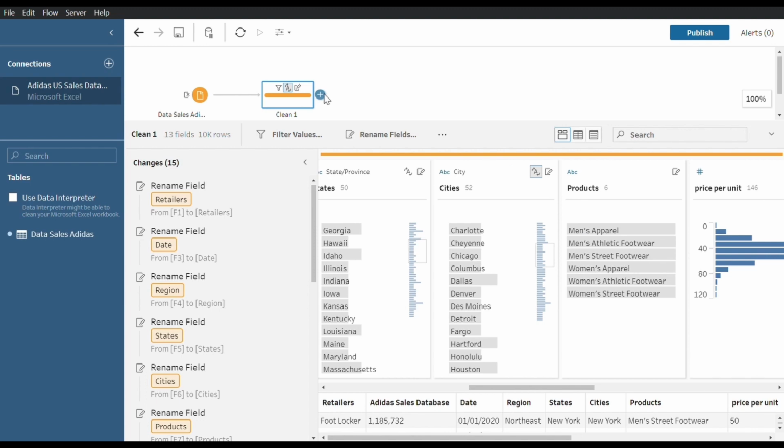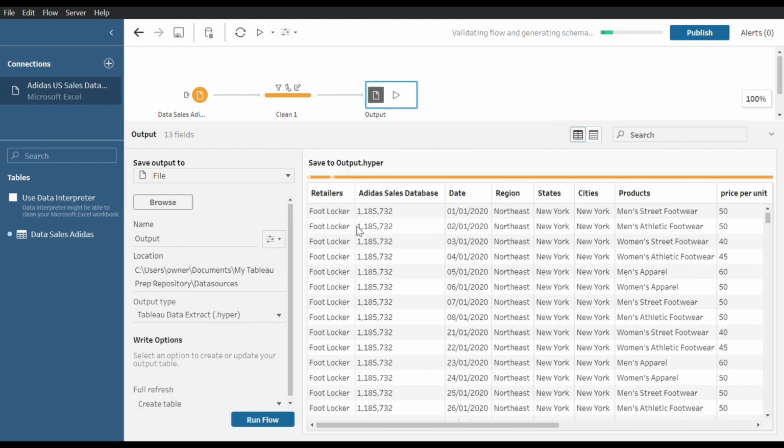So now the next step is to create an output. So here we can browse and then choose where to save it. So we can just name it Adidas data set cleaned, something like that. Then we save.